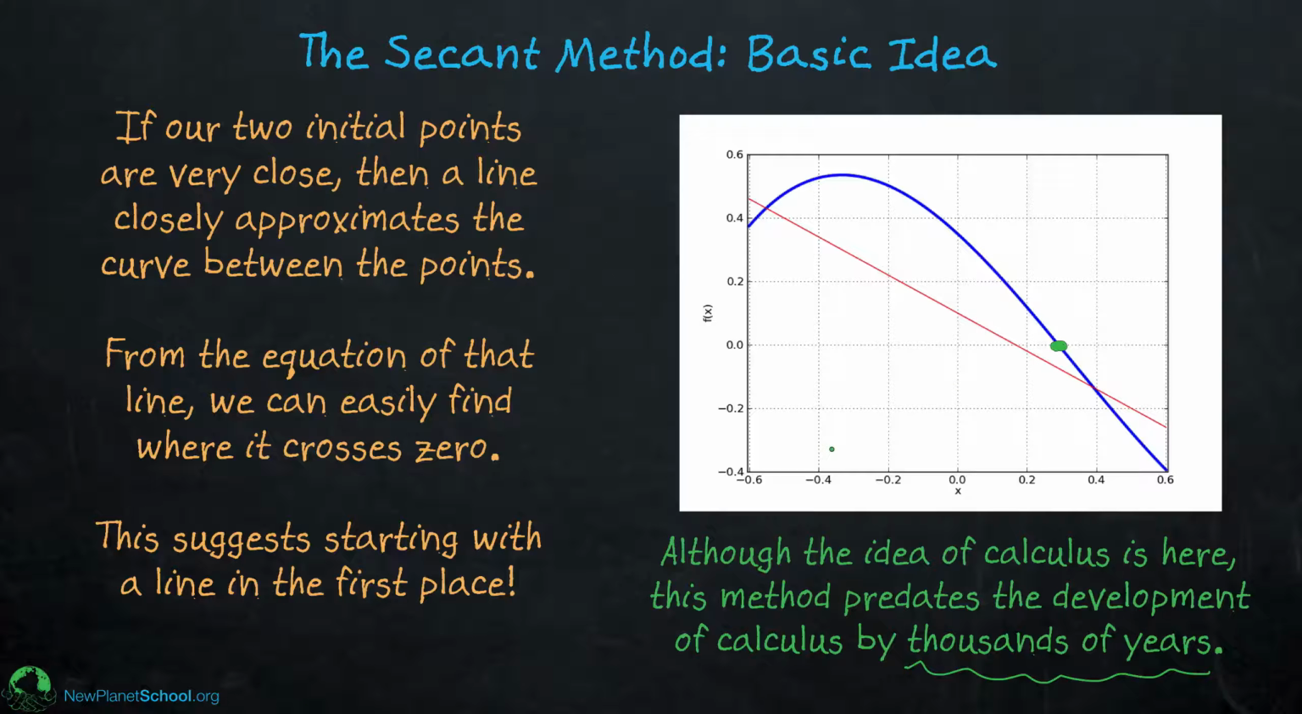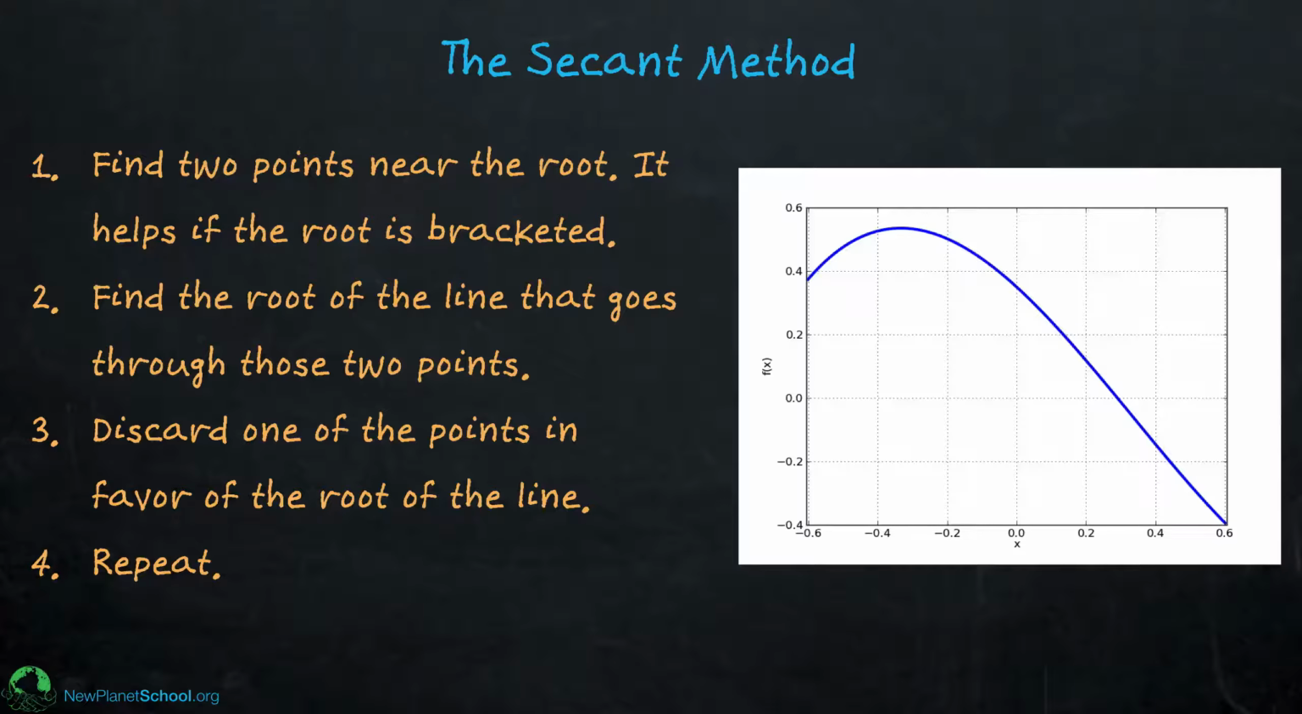People were using the concept of calculus long before it had been formally developed. Okay, so this leads us to a new method called the secant method. The secant method is very, very powerful, and it uses calculus. Here's how it works. Find 2 points near the root, and it helps if the root is bracketed.